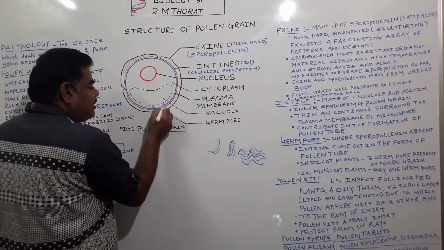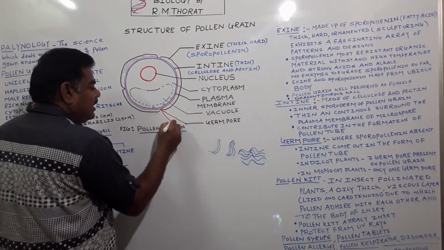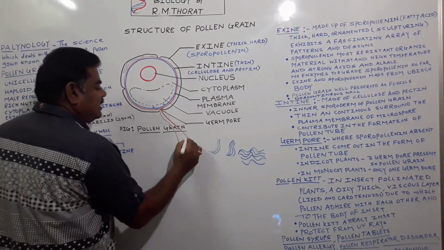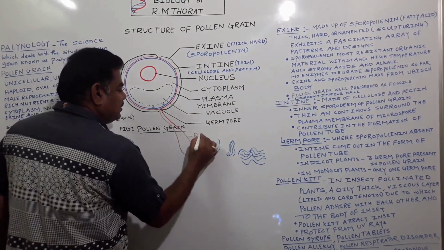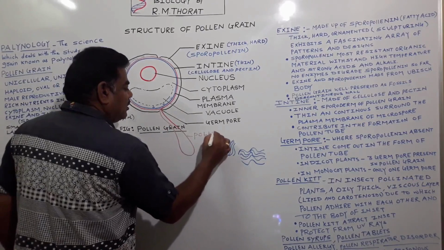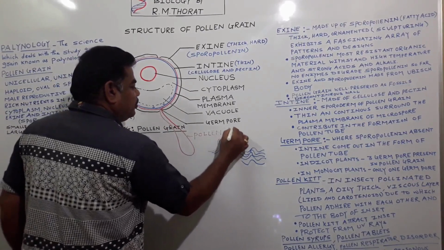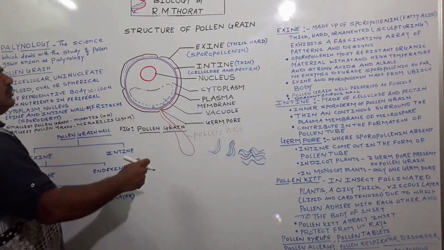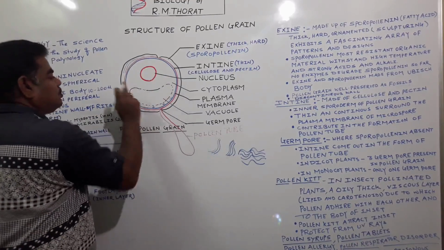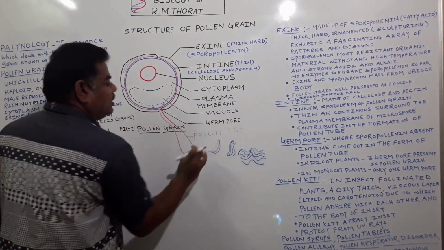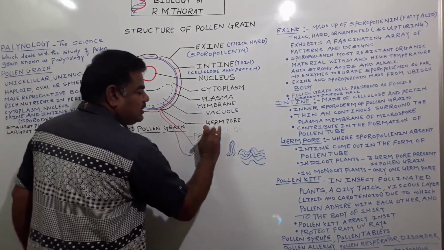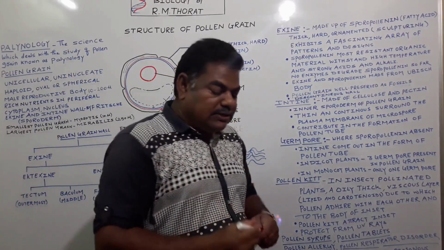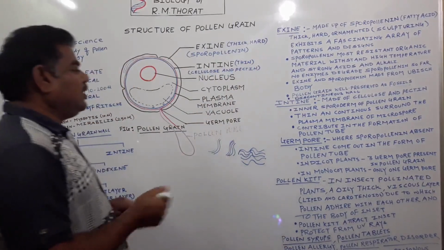These intine come out like this, and like this a tube formation takes place. This tube we call the pollen tube. So the pollen tube emerges out through these pores. That pore we call a germ pore. Germ, germination, pores means microscopic small openings.